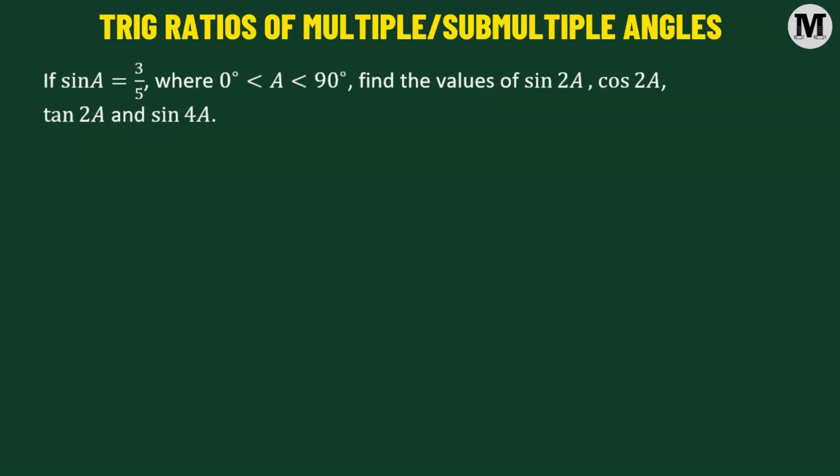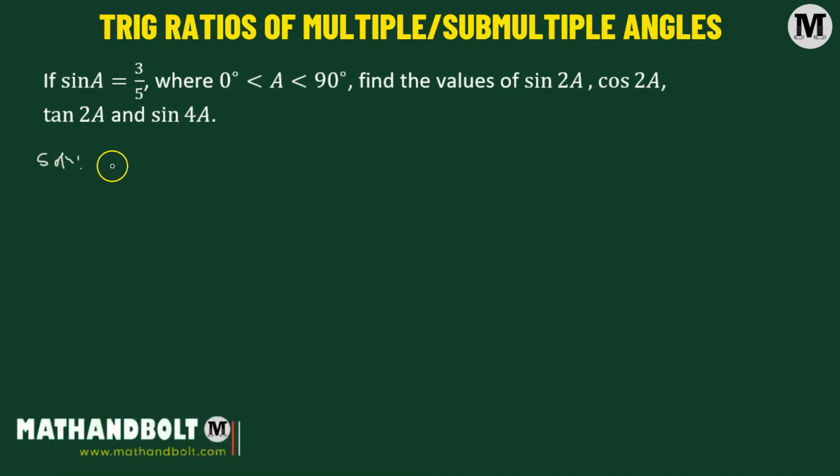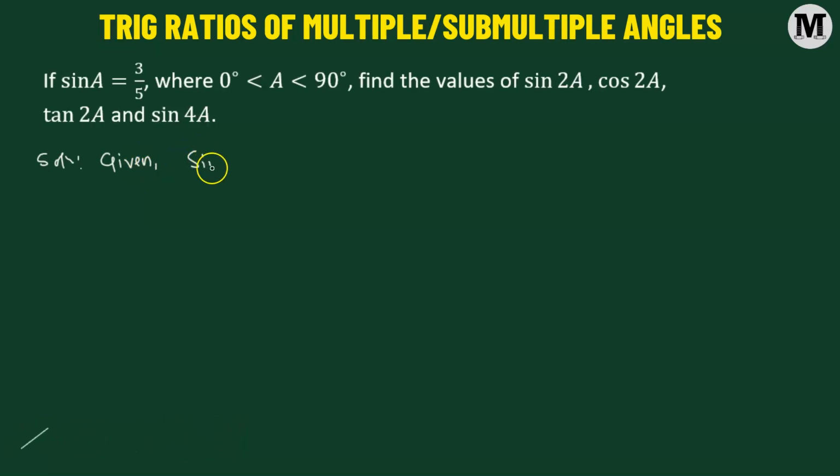So here in this problem, we're given the value of sine A, 3/5, and here A lies in the first quadrant. We need to find out the value of sine 2A, cosine 2A, and tangent of 2A, as well as sine 4A. Let us begin. So here we will start with our given value. We have sine of A equals 3/5. Now let's try to find out the value of sine 2A.